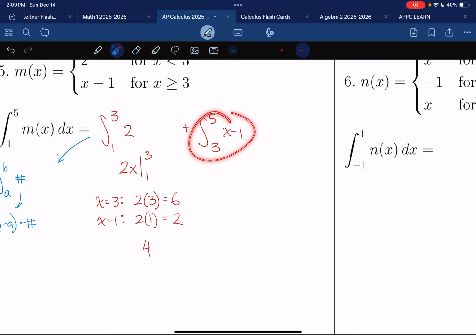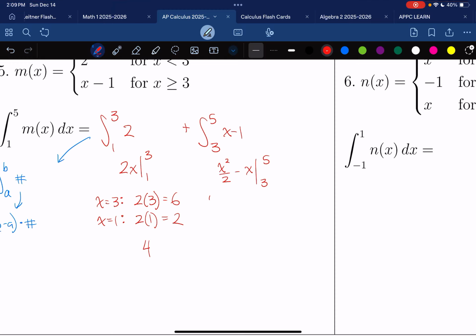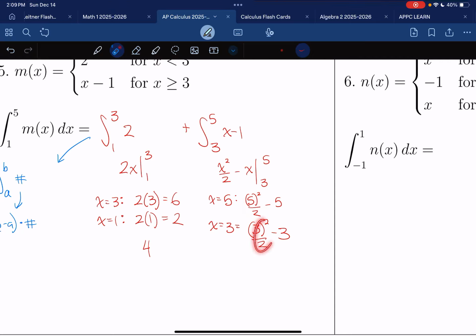All right. Over here, we have the antiderivative, which is going to be x squared divided by 2 minus x, evaluation bar between 3 and 5. Let's see what happens when x is equal to 5. I'm going to get 5 squared divided by 2 minus 5. And when x is equal to 3, I'm going to get 3 squared over 2 minus 3. Simplifying both of these, this is going to be yucky. It's going to be 25 over 2 minus 5. But this one's also going to be an odd number over 2, so I'm going to leave it like this. So this is 25 over 2 minus 5, and this is going to be 9 over 2 minus 3.